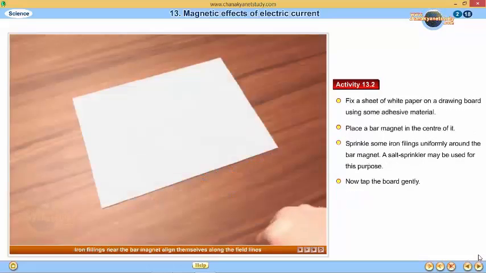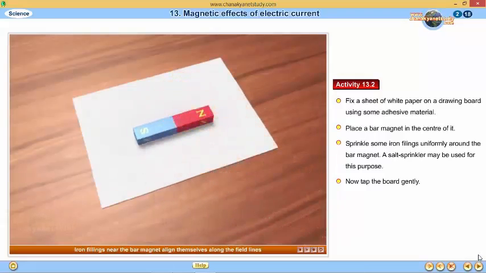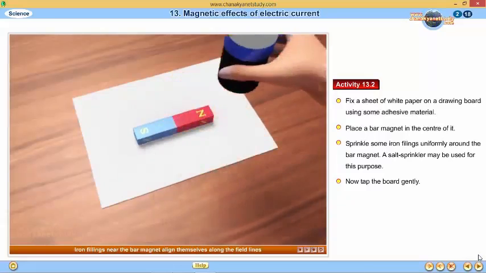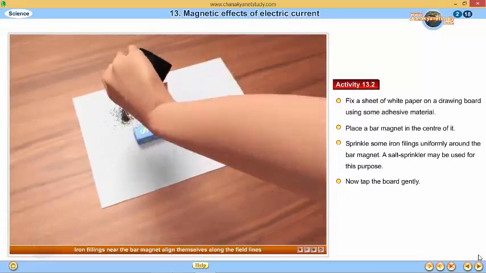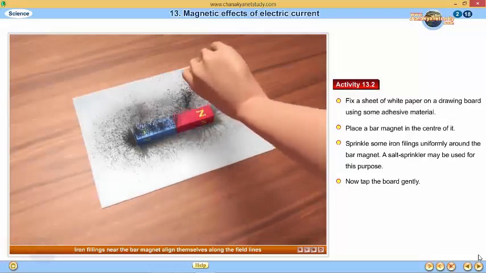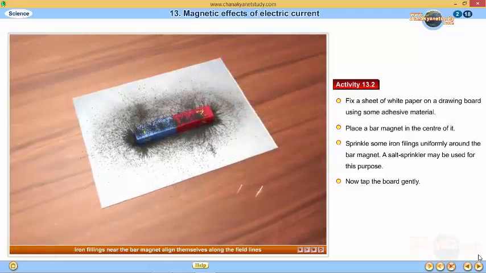Activity 13.2. Fix a sheet of white paper on a drawing board using some adhesive material. Place a bar magnet in the center of it. Sprinkle some iron filings uniformly around the bar magnet. A salt sprinkler may be used for this purpose. Now tap the board gently.